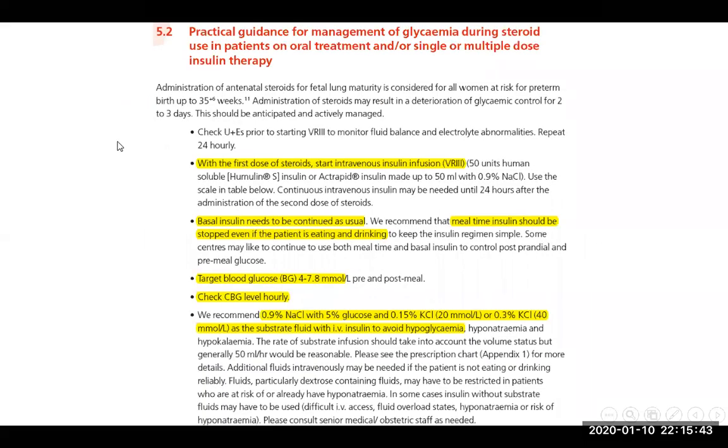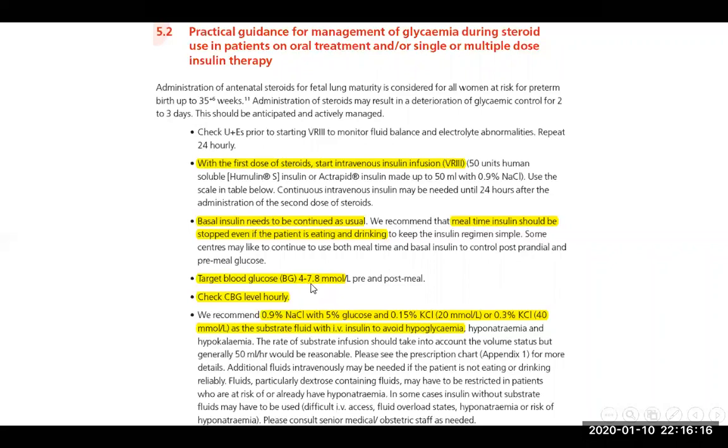And this is another method for management of hyperglycemia. With the first dose of steroid, start intravenous insulin infusion, variable rate. And we give the bolus; basal insulin needs to be continued as usual. This is important: mealtime insulin should be stopped even if the patient is eating and drinking, because the patient is already on variable rate intravenous insulin infusion. With target blood glucose between 4 to 7.8, 7.8 not 7.